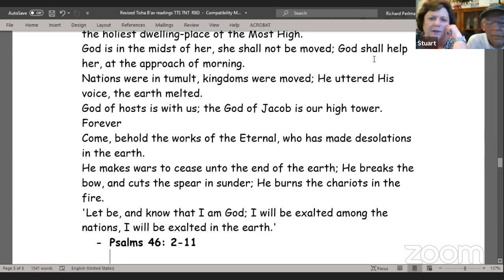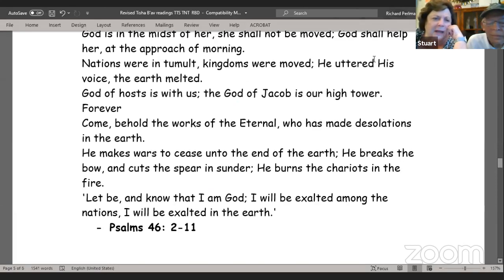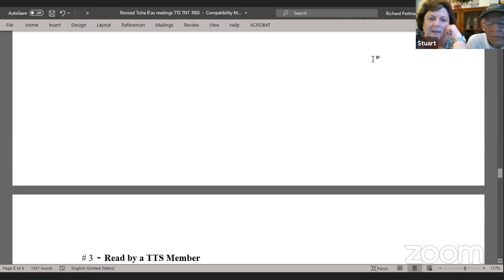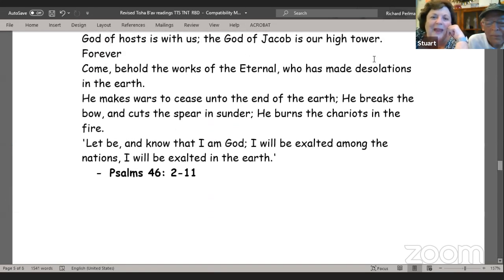Come, behold the works of the Eternal, who has made desolations in the earth. He makes wars to cease unto the end of the earth. He breaks the bow and cuts the spear in sunder. He burns the chariots in the fire. Let be and know that I am God. I will be exalted among the nations. I will be exalted in the earth.